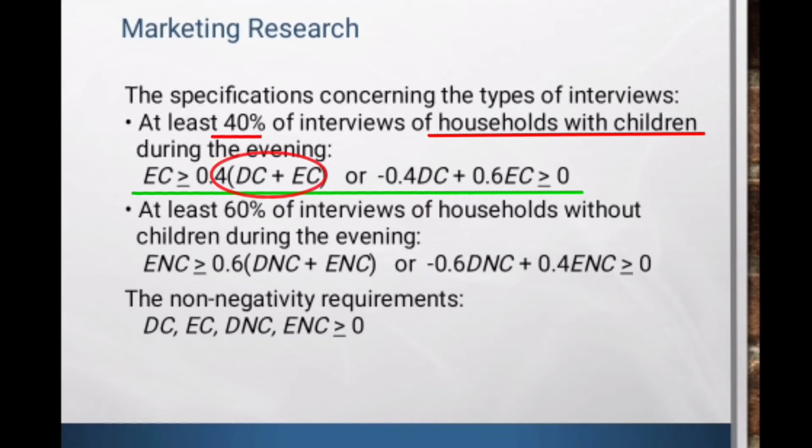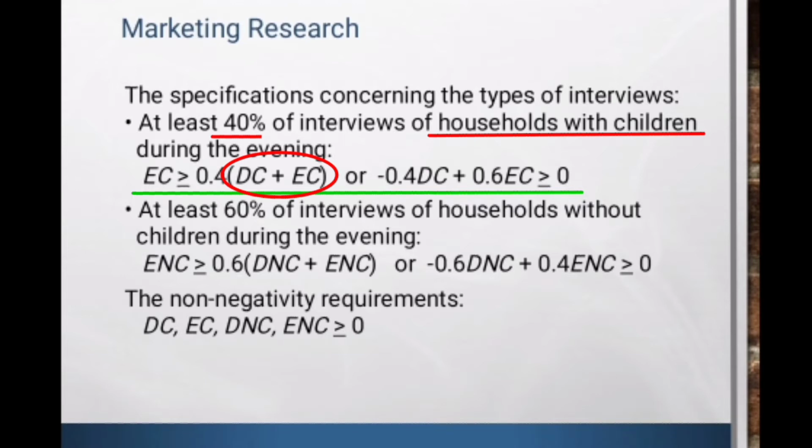The DC plus EC is the total number of interviews for households with children both during daytime and evening. So, at least 40% of it must be done in the evening. At least 40%, so it could be more than that. It could be 50%, 60%, and so on. That's why we are saying it is greater than or equal to 0.4 or 40%.